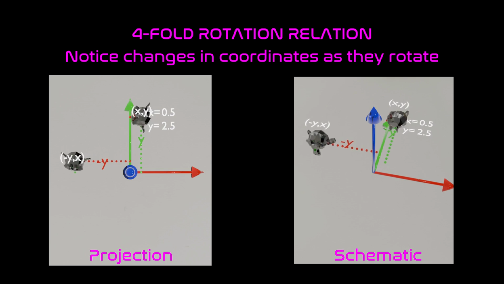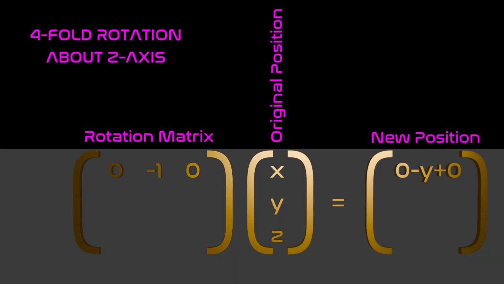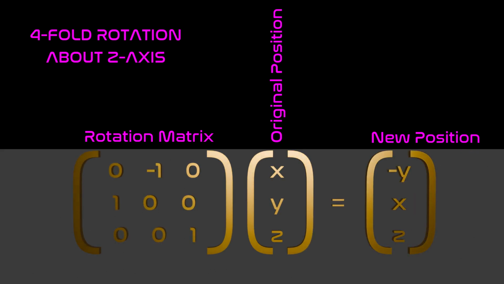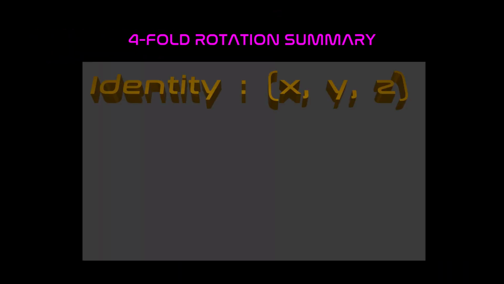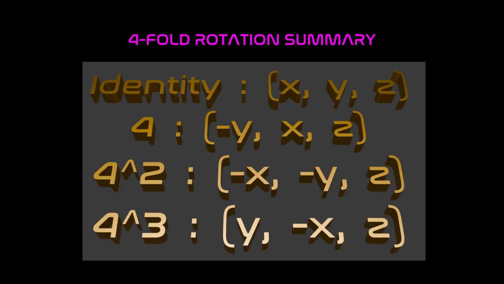Using the same matrix form, but with theta equals 90 degrees. The rotation becomes a powerful tool to calculate equivalent positions under fourfold symmetry. In group P4, four operations generate 4 equivalent positions: x, y, z; minus y, x, z; minus x, minus y, z; y, minus x, z. These match the Wyckoff positions listed in crystallographic databases.